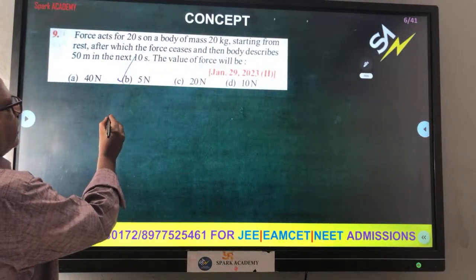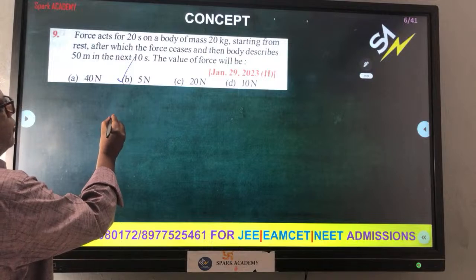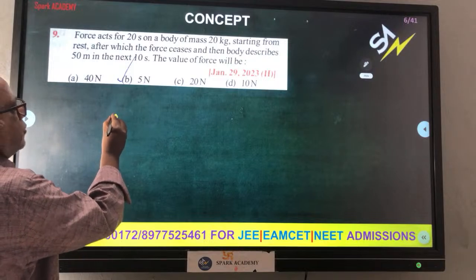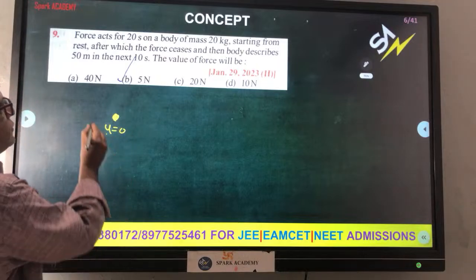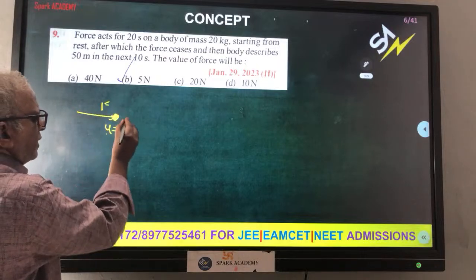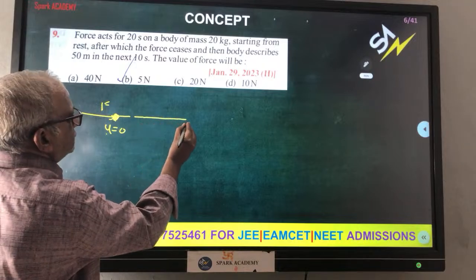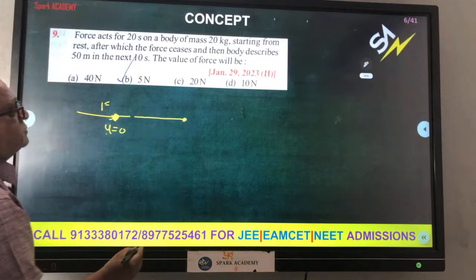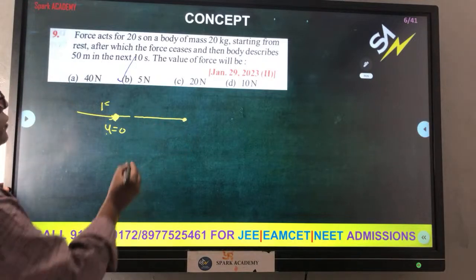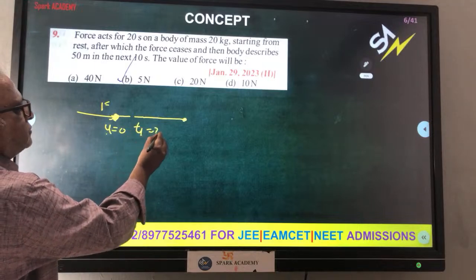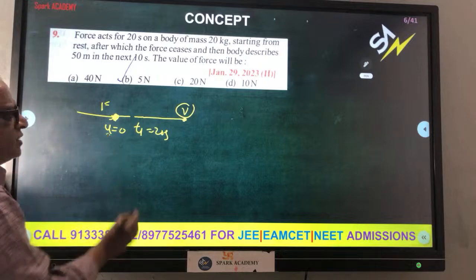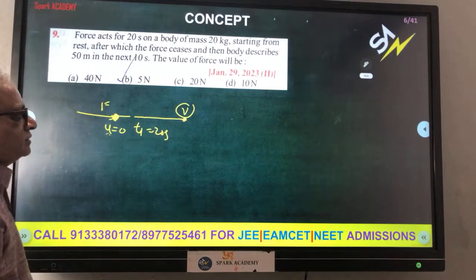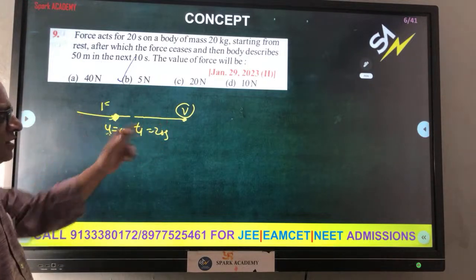So there is a body here, starting from rest. Force acts on the body. The body will travel this way for 20 seconds. How much time will it travel? 20 seconds, and attain the velocity v here. Here the initial velocity is 0, and it attains the velocity v. How will it attain velocity? Because force is there.